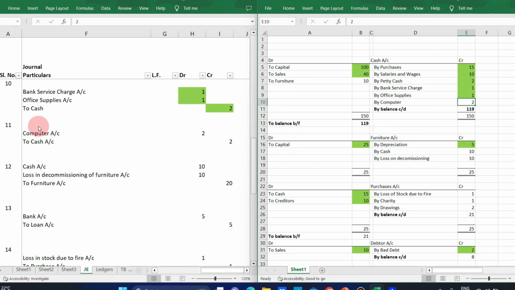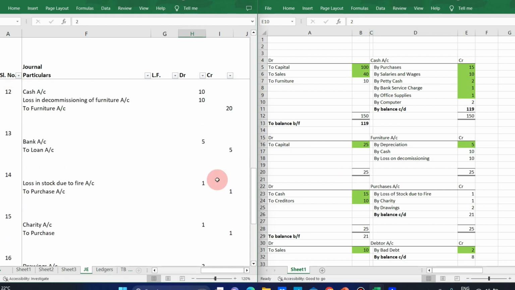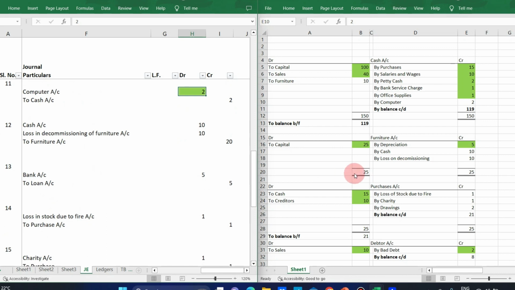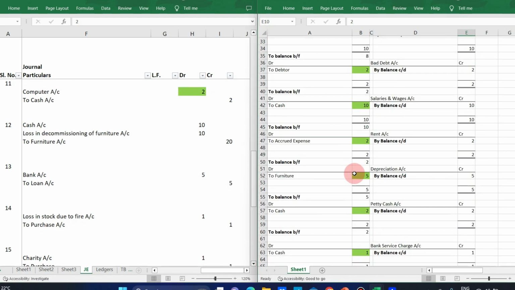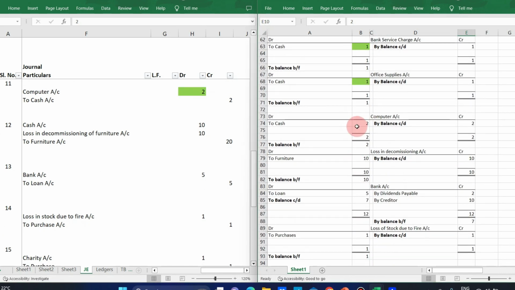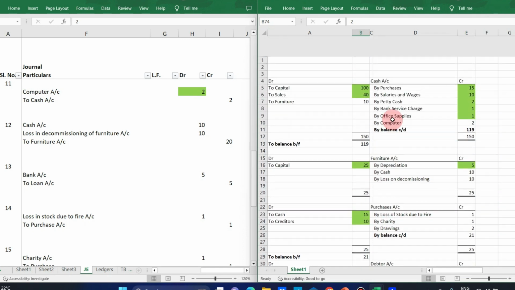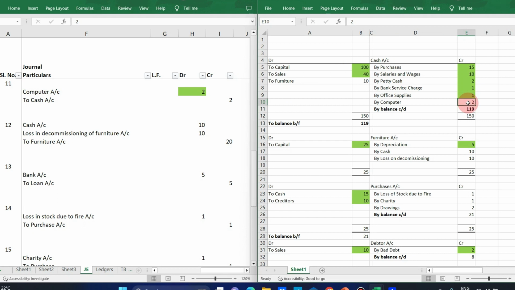Next is computer to cash, computer purchased against cash. So two got debited to computer account. Let me find the computer account ledger. So yeah, two got debited against cash, and cash will be credited for the same.